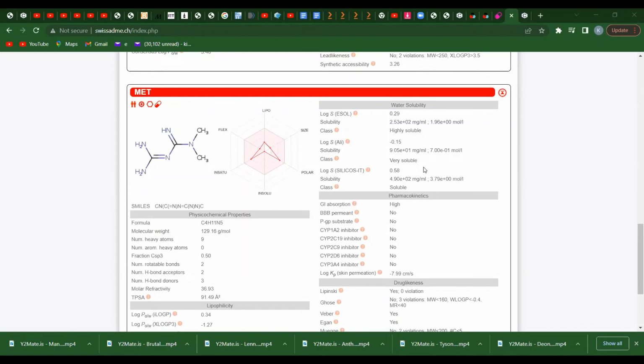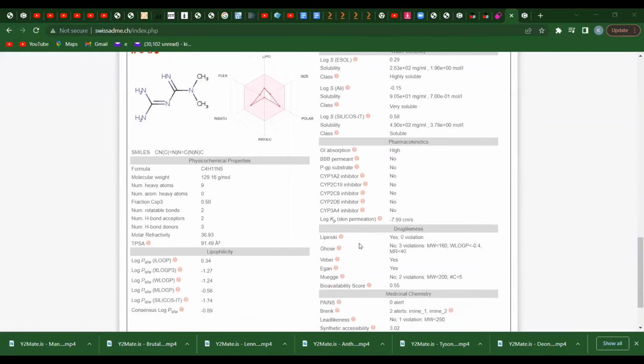through injection. And look at the absorption too. That means if you take it orally, it has a very high absorption in the intestine, which is a good attribute of a drug that can be taken orally. Can you see that? It does not permeate the blood-brain barrier, probably because of the structure or any other reason. It's not a substrate of P-glycoprotein and does not inhibit any of these drug metabolizing enzymes. Can you see? The skin permeability is -7.99.